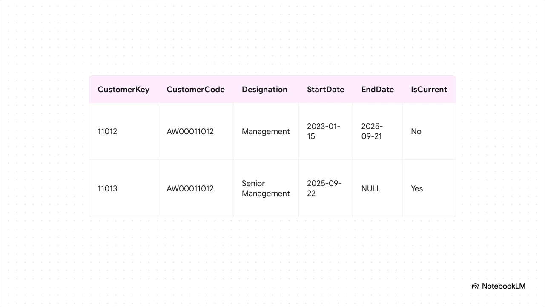Look at this. We now have two rows for Alex. His original record gets an end date, and its isCurrent flag is flipped to no. Then a brand new row is created. It even gets a new unique customer key just for the data warehouse, and it has his new senior management title, a start date, and its isCurrent flag is set to yes. We now have a perfect timeline of his career progression.